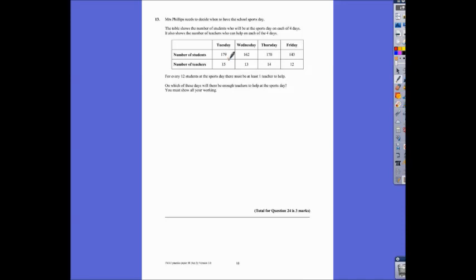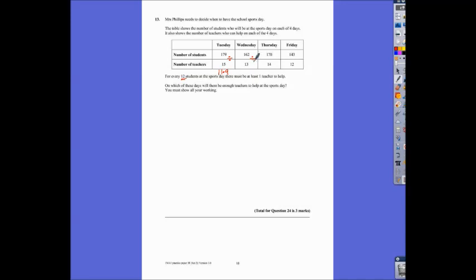So if we do 179 divided by 15, again you can use your calculator, that gives us 11.9. So that means there's 11.9 students for every teacher. So that's not enough because we need 12 students for every teacher. Apologies, we've got 11.9 students per teacher, so that's enough. So we've got enough teachers for every student.